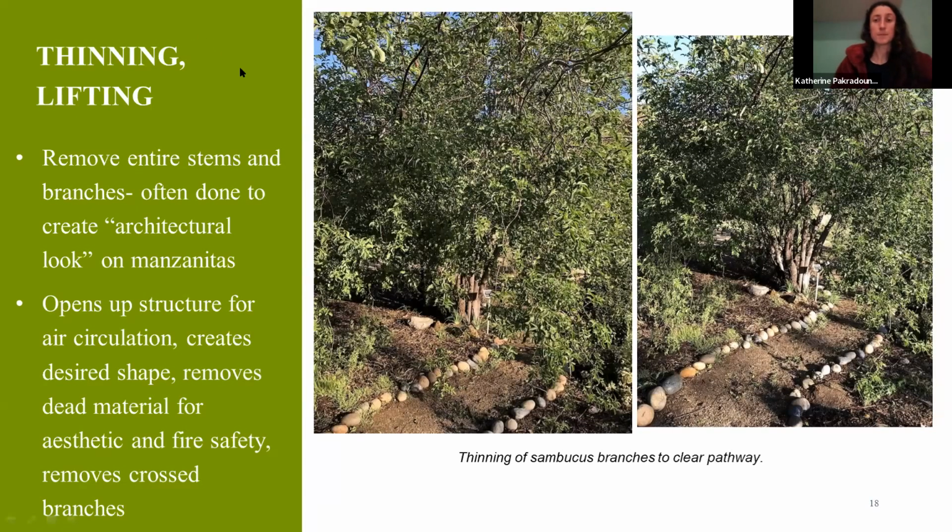Okay. Thinning of sambucus. So sambucus is the elderberry. Elderberries grow with lots and lots of trunks and stems and branches. They tend to be very, very multi-branching. And so there's a pathway here that is blocked by the branches. So we lifted and thinned some of the material so that there's a better pathway through. So that's another example.